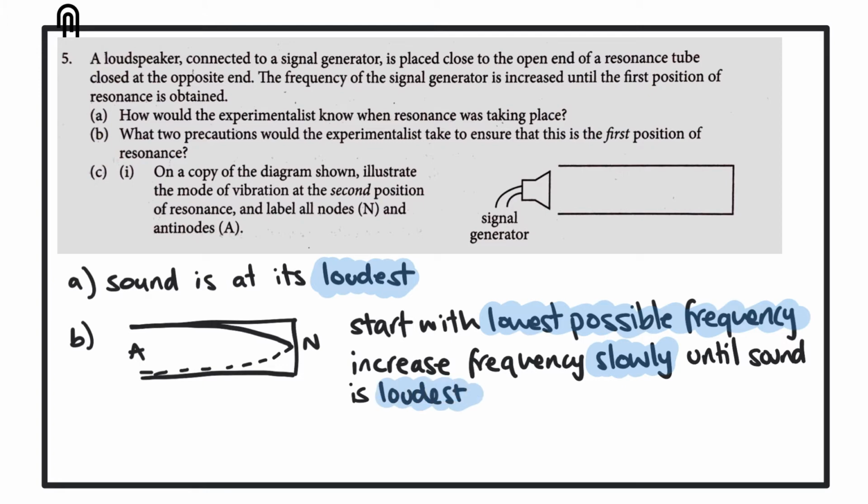For part C then, on a copy of the diagram shown, illustrate the mode of vibration at the second position of resonance and label all the nodes and the antinodes. So in this particular question we have the tube again with the signal generator at one end. If we have the first position of resonance, that means we have the first antinode at the open end of the tube. We're always going to have a node at the closed end of the tube. But if we want to find the second position of resonance, then we need to continue that wave pattern until we've got two antinodes. So the second antinode will appear at the open end of the tube.